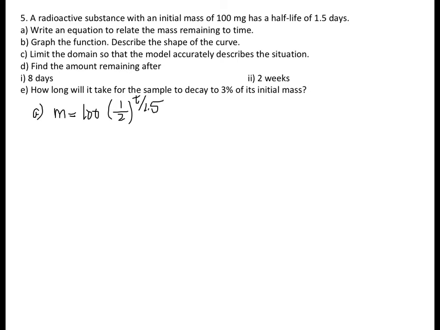Graph the function, describe the shape of the graph. So again, we are going to roughly graph the function. When t is 0, then 1 over 2 exponent 0 is 1, so you get 100, so the y-intercept, or the m-intercept, is 100.